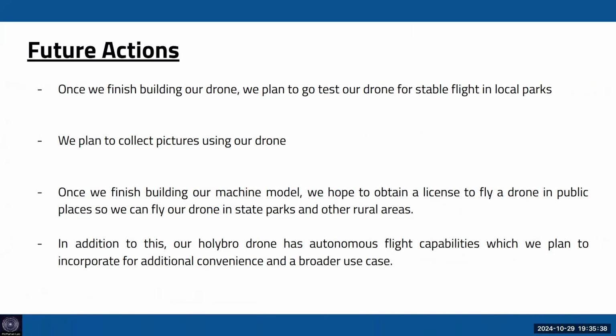Once we do that, I think that's another way we can overcome that roadblock I was talking about, not having enough images. And once we finish building our machine model, we hope to obtain a license to fly a drone in public places, so we can fly our drone in rural areas like state parks. In addition, our drone has autonomous flight capabilities, which we plan to incorporate for additional convenience in a broader use case. But currently, we're just trying to first get our drone into the air with stable flight.